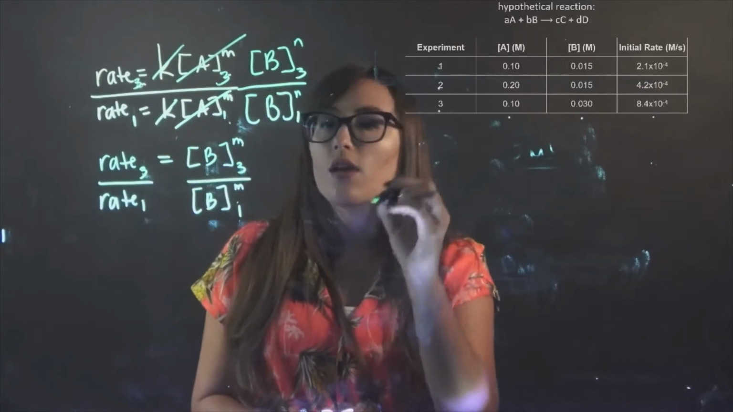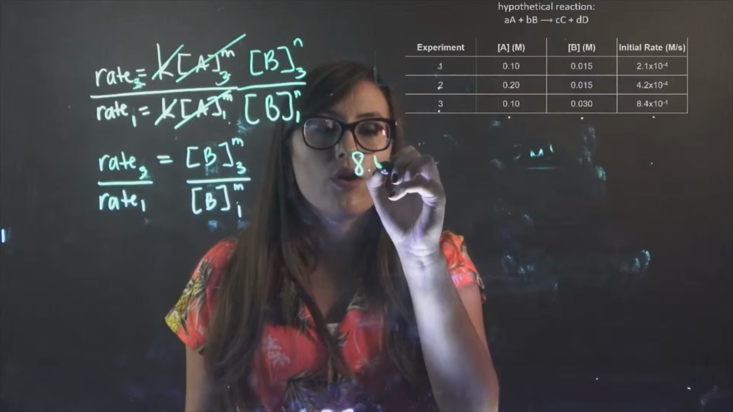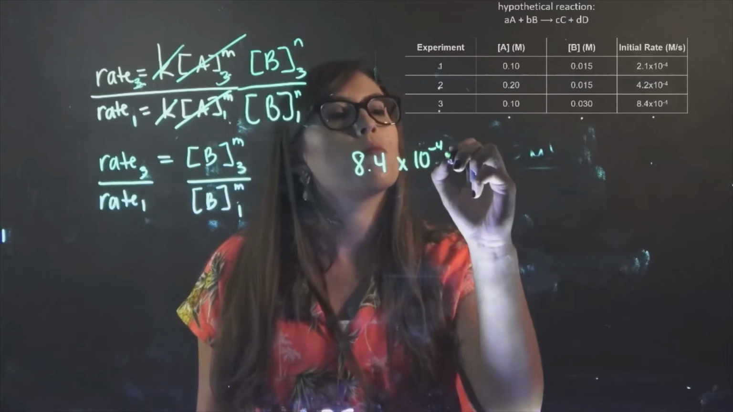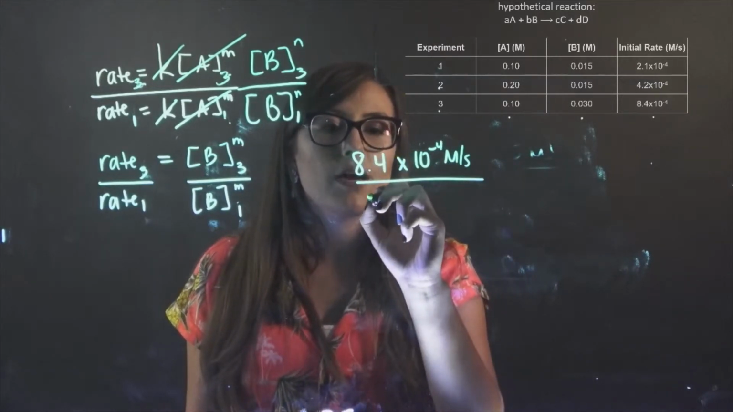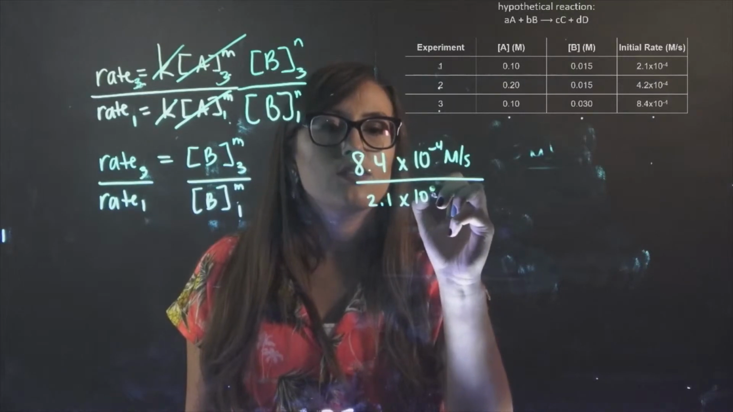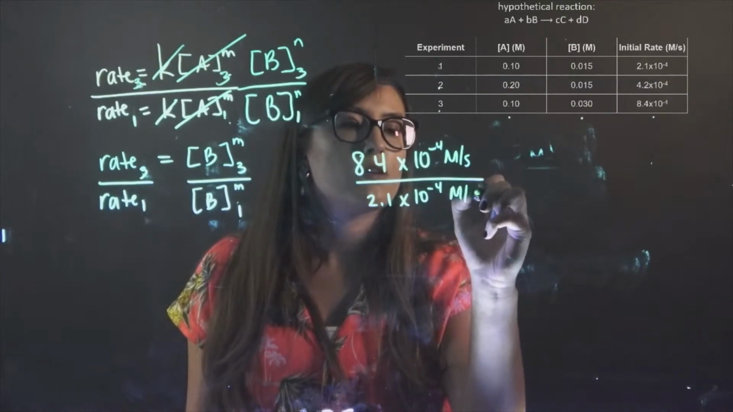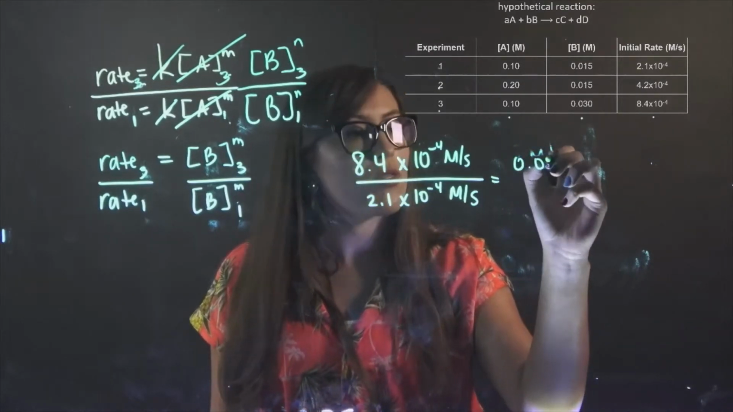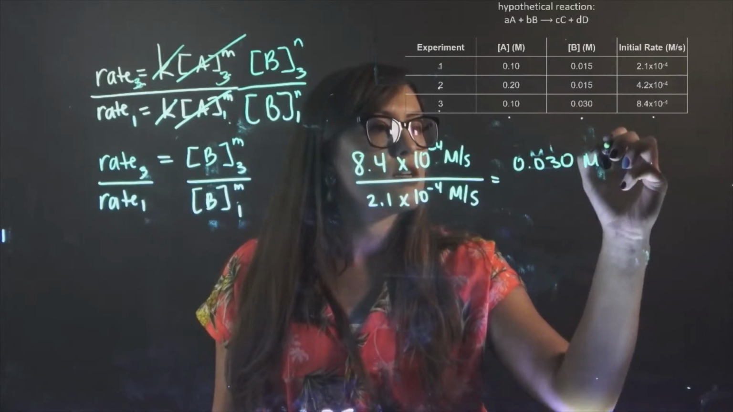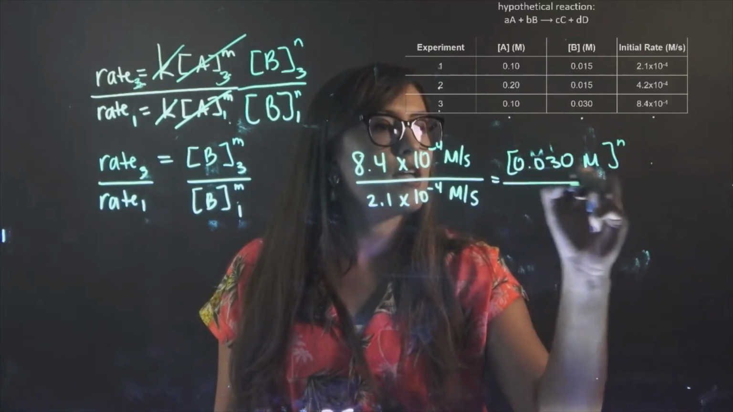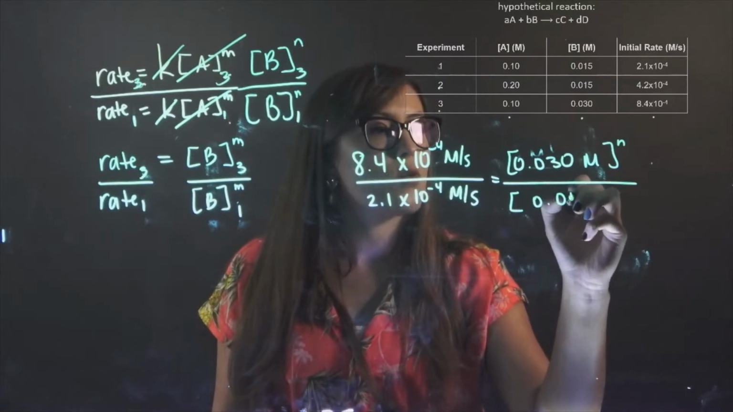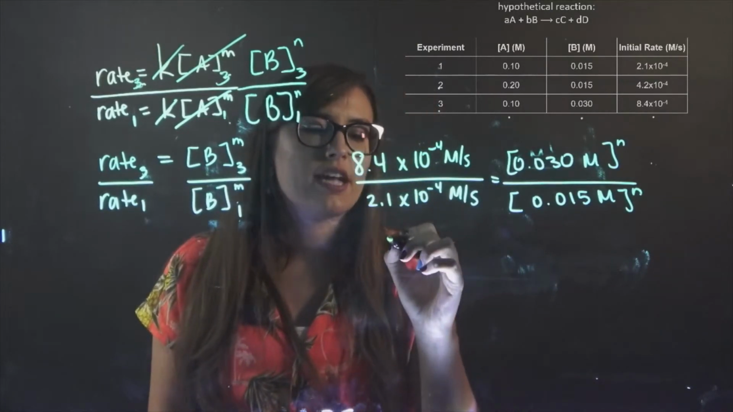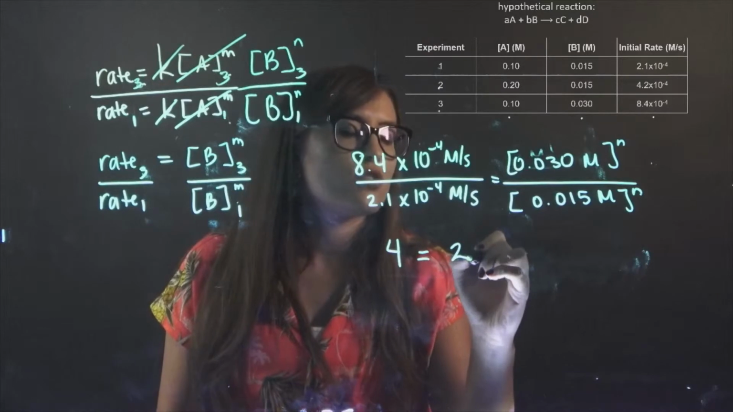And we do the same thing. So for rate 3, it was 8.4 times 10 to the negative 4th molarity per second divided by 2.1 times 10 to the negative 4th molarity per second is equal to the concentration 0.030 molarity to the n divided by 0.015 molar held to the n. And this is going to simplify down to 4 is equal to 2 to the n.